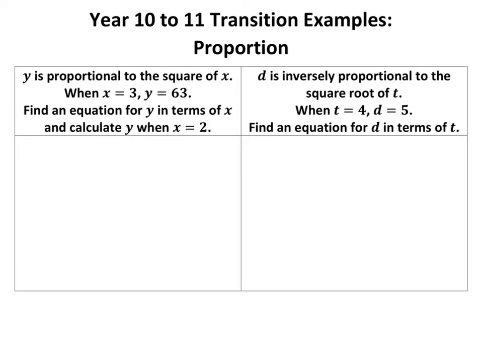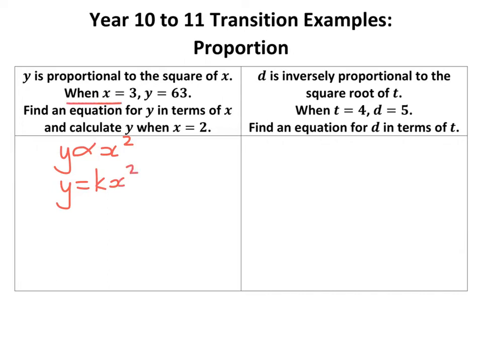Okay, looking at proportion here, read the question carefully. I know that sounds really obvious, but make sure you read the question carefully. It says, y is proportional to the square of x. So, if we're going to use the proportion thing, the square of x, okay? So, we get y equals k lots of x squared.